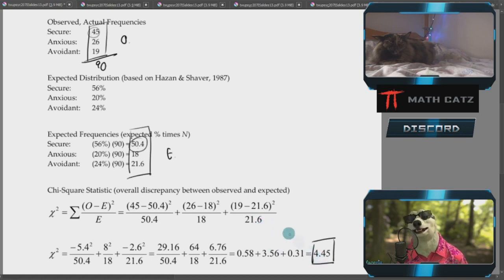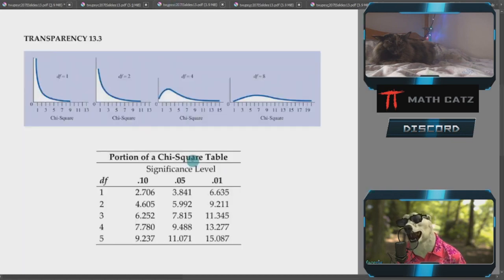I get a 4.45. So I would look at my degrees of freedom, in this case is 2, because I have 3 categories, minus 1 is 2. So I would look at my 4.45, and that would be my observed chi-squared. But of course, I have to compare that to a cutoff. Now, depending on the alpha level, the confidence level that I want, and the degrees of freedom, I have a chi-squared table that I can look it up.